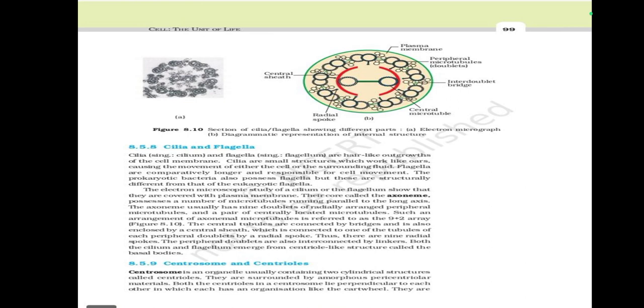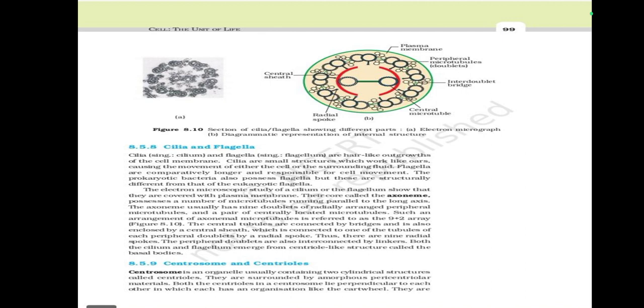Their core, called the axoneme, possesses a number of microtubules running parallel to the long axis. The axoneme usually has nine doublets of radially arranged peripheral microtubules and a pair of centrally located microtubules. Such an arrangement of axonemal microtubules is referred to as the 9 plus 2 array, figure 8.10.